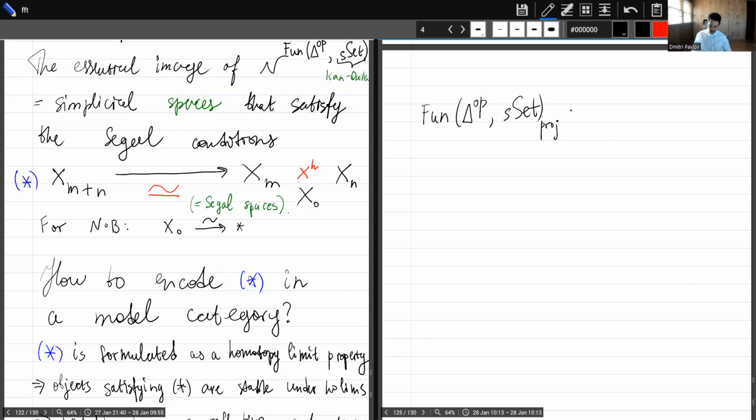We have the localization functor to the localization. So it will be the same underlying category and the same cofibrations, but now the weak equivalences will be, we can probably call them the Segal weak equivalences.